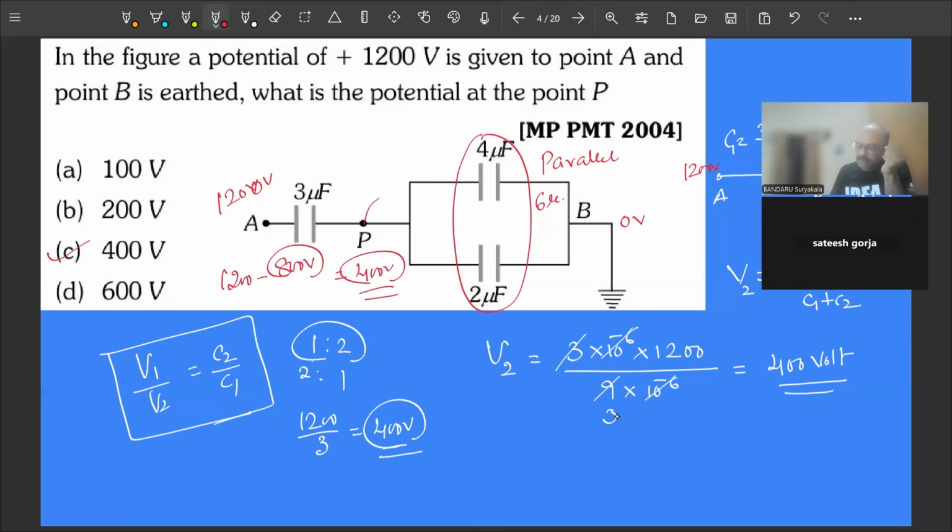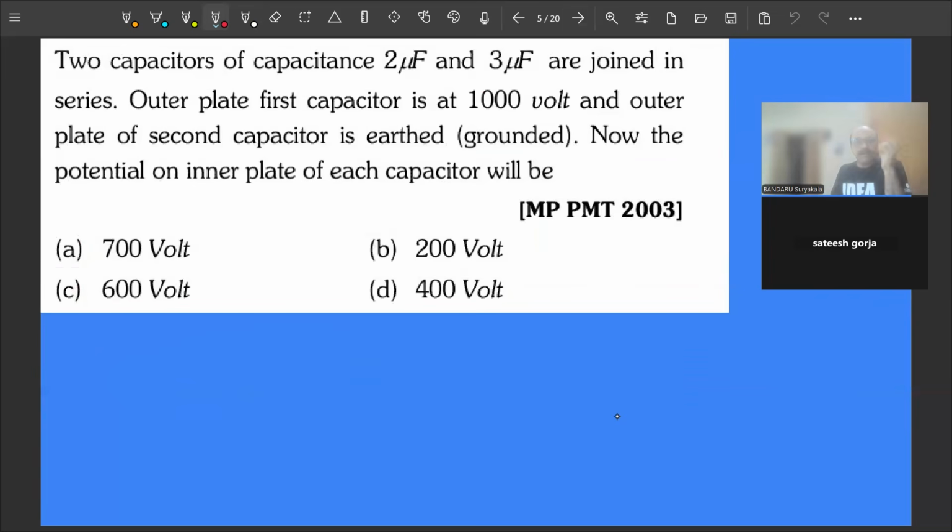Okay. Right. Next, 2 capacitors of capacitance 2 microfarad and 3 microfarad are joined in series. Out of the first capacitor is at 1000 volt and out of the plate of the second plate is at. Now the potential of the inner plate is asked. Same thing. One they given, the second one we have to find out, we will get the answer. Okay.